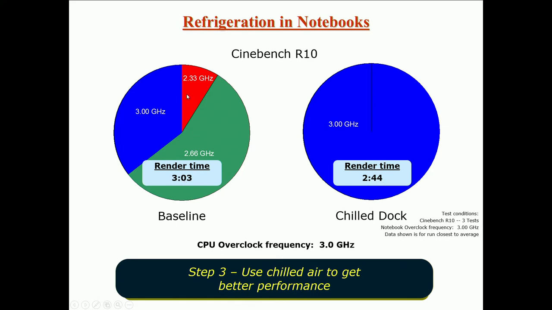Why was it possible? Because it was possible to overclock the CPU. I think the CPU was rated 2.33. It was possible to overclock it to 3 gigahertz for 2 minutes and 44 seconds without exceeding the temperature.